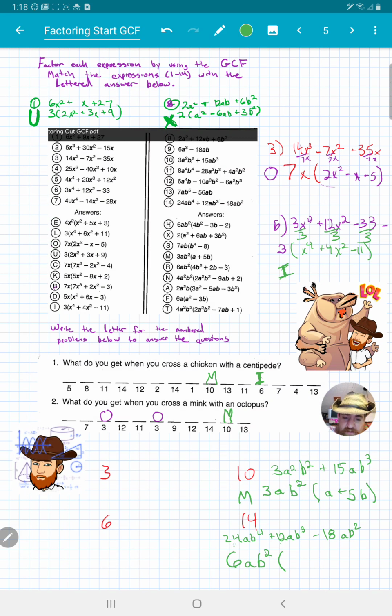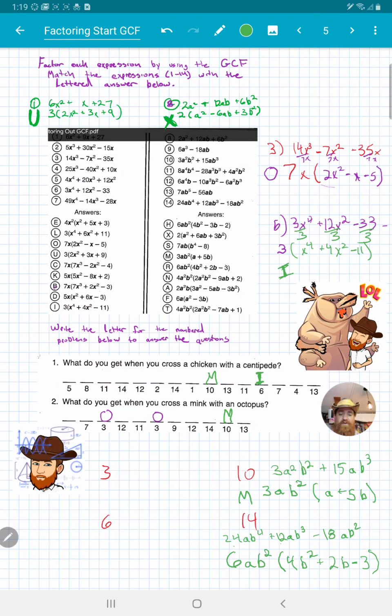Let's see, 24 divided by 6 is 4. Take an a away, take 2 b's away, so we have 4b squared. You go to the next term, do the same thing. 12 divided by 6 is 2. A's, take an a away, they're gone. Take 2 b's away from b cubed, you're left with b to the first. The last one, negative 18 divided by 6 is negative 3. The a's cancel, the b squareds cancel, so it looks like we're done.